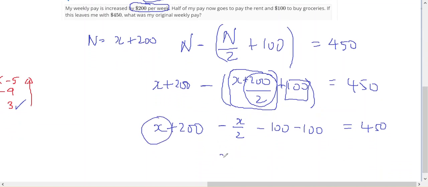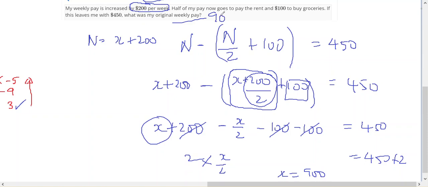x minus x on 2 is x on 2. 100 minus 200 plus 200 cancel themselves, equals 450. Multiply both sides by 2. I have x equaling $900. So my original weekly pay was $900.